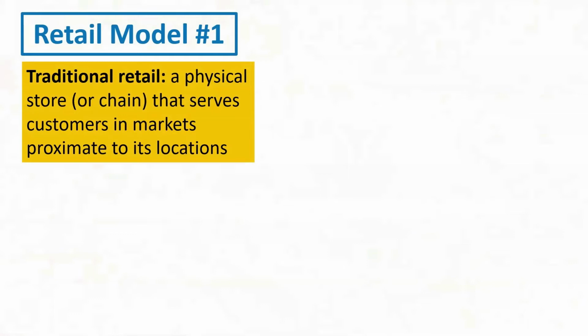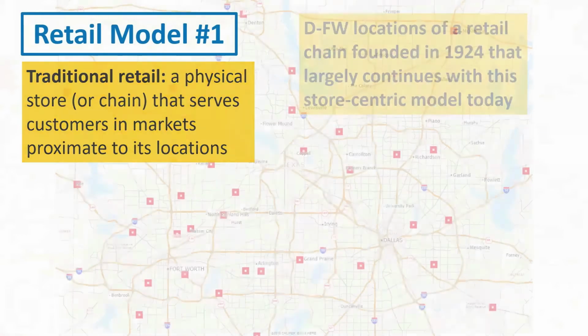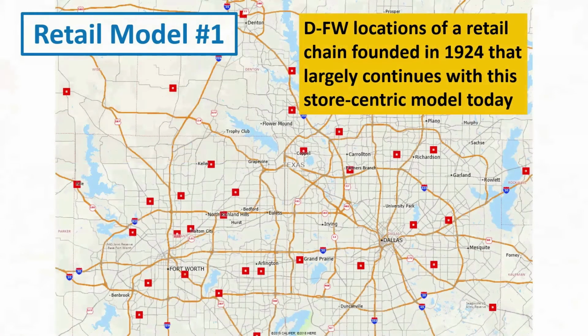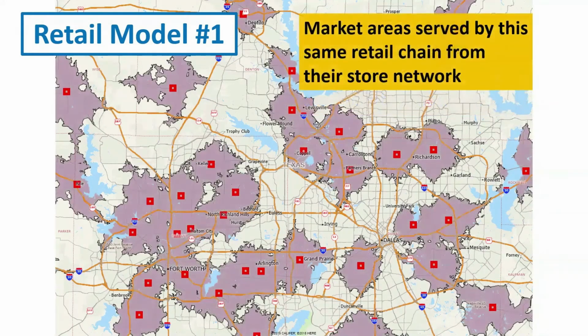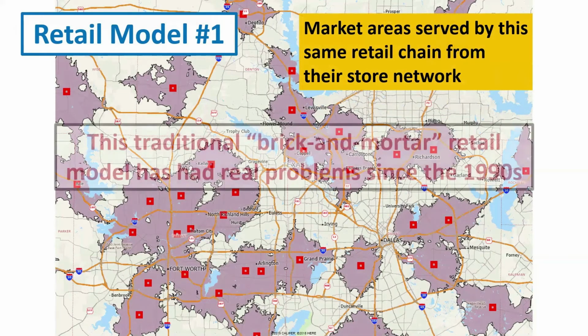So retail model number one is essentially physical stores, traditional retail, the way it's been done for decades and even centuries. So here's a DFW example, that 1924 firm that's still in business today with locations across DFW. It's all about getting customers in the door. And where do the customers come from? The customers come from markets around the stores. And so this is a simple, but for many years compelling model. You draw people from around your store to come into your store and buy things.